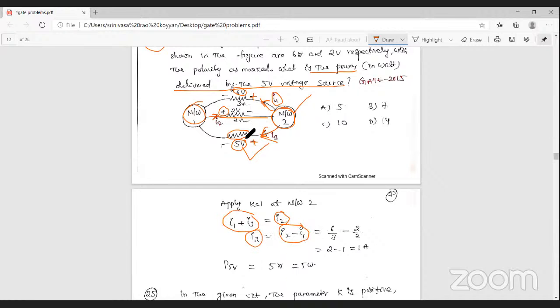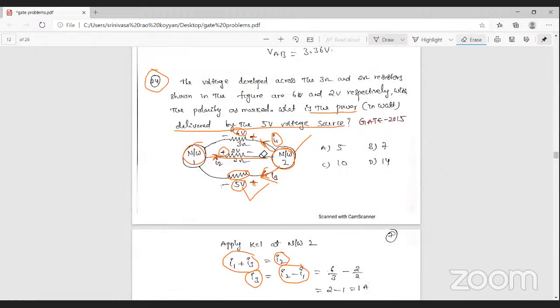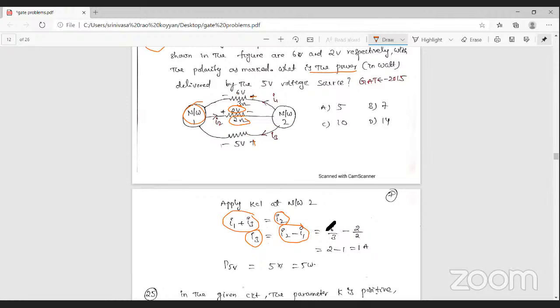ఓకే, జనరల్‌గా I2 ఎలా వస్తుంది చూడండి ఇక్కడ, ఫ్రమ్ దిస్ నెట్వర్క్ I2 వాల్యూ. సో I2 వాల్యూ అంటే ఇక్కడ వోల్టేజ్ ఇచ్చాడండి, రెసిస్టెన్స్ వాల్యూ కూడా ఇచ్చాడు. దెన్ కరెంట్ I2 ఈజ్ ఈక్వల్ 2/2, దట్ ఈస్ 1 ఆంపియర్ కరెంట్.